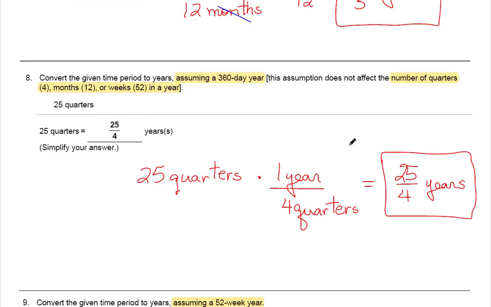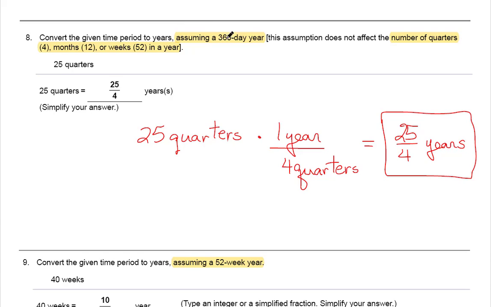All right, question 8. Again, assume the number of days in a year, but again, it doesn't matter here because we have quarters, and there's still 4 quarters in a year. So 25 quarters, 1 year has 4 quarters. So you see the units of quarters cancel, giving me years, and that's 25 over 4 years. They didn't ask for a decimal, they just said simplify it, and that's as simple as the fraction would go.